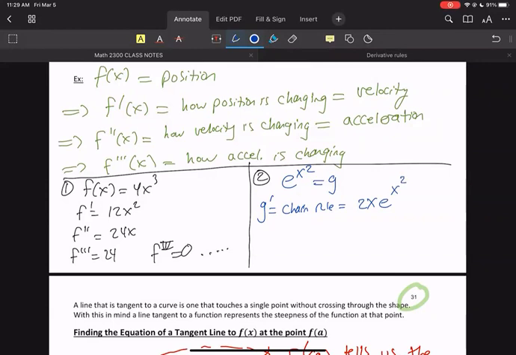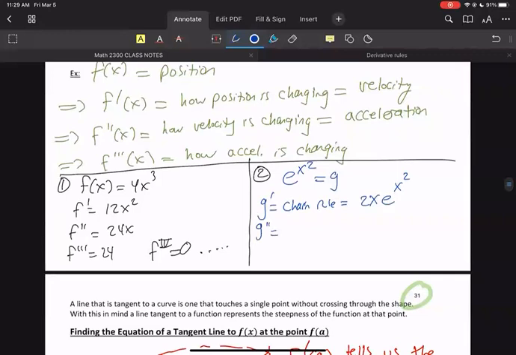Right, and so the power comes down and multiplies, the derivative of the power, excuse me. But then if we try to take another derivative, then it gets worse, because then it's a product rule and a chain rule.